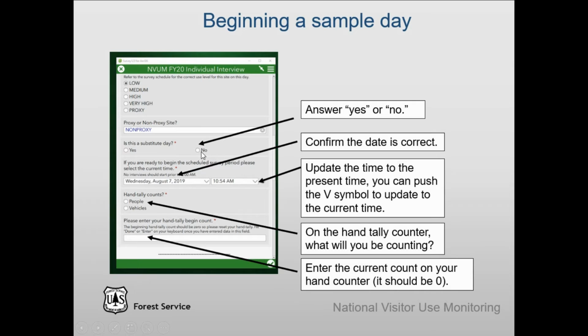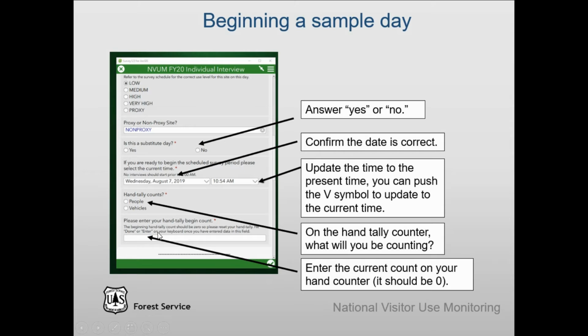Once you have clicked the radio button that no, it's not a substitute day, the next thing you're going to do is make sure that the date is correct and that the time is correct. You just use the arrow downs to change those. Then you're going to enter whether you're counting people or vehicles, and that information is also going to be on the calendar you receive from MMI2.